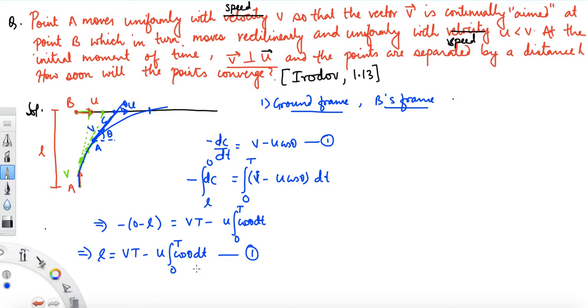So we have to find this theta as a function of time. It is very difficult to mathematically express theta as a function of time and then integrate it. So we are going to use this ground frame. We have used this B frame. Now we are going to use the ground frame to find this 0 to t integral cos theta dt. Let's see how we are going to do it.